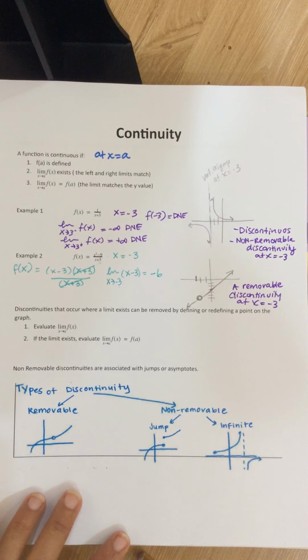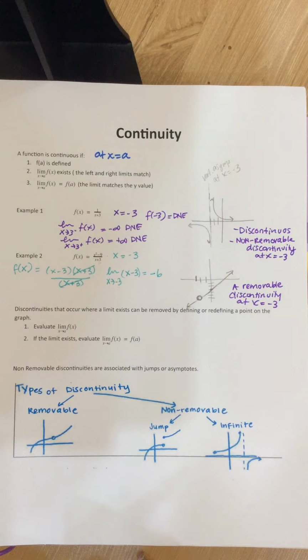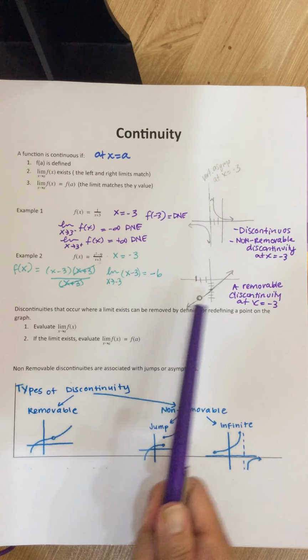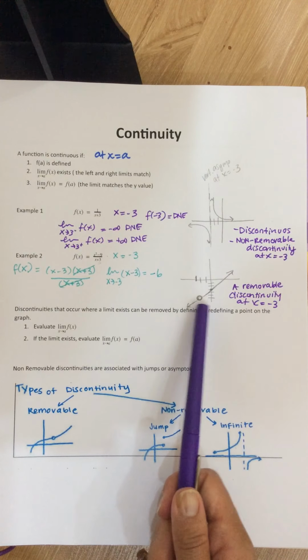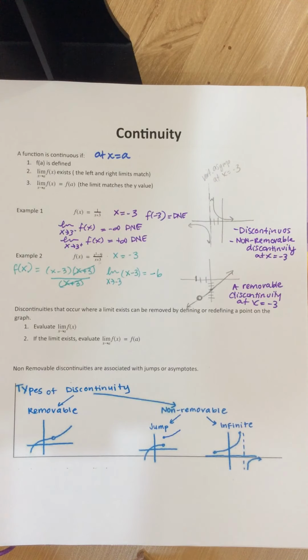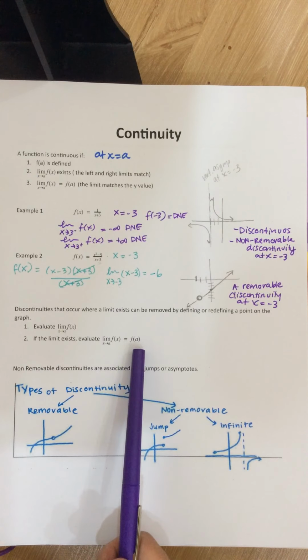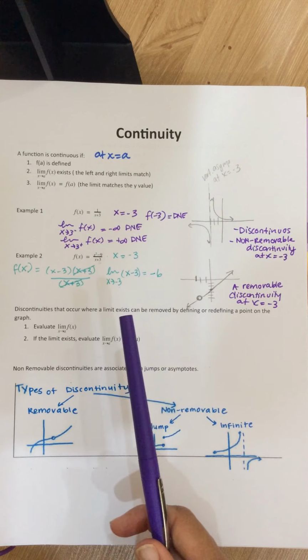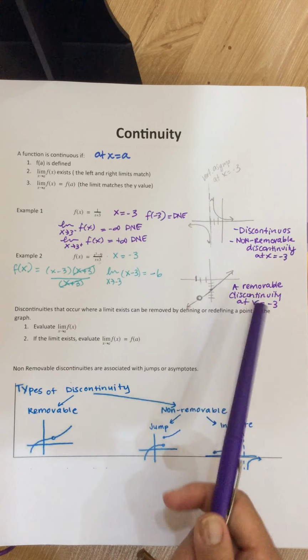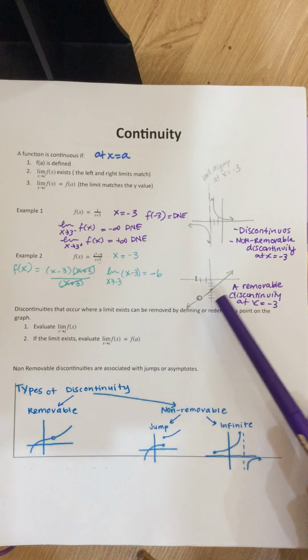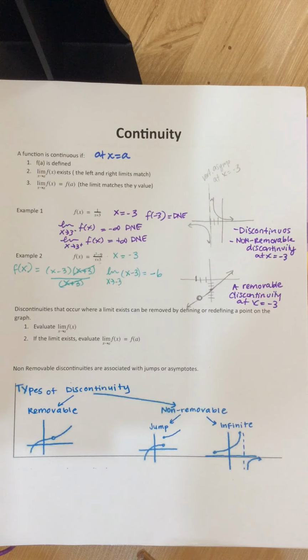So discontinuities that occur where a limit exists can be removed by defining or redefining a point on the graph, right? So you can evaluate the limit at that point, just like we did here. The value of that limit is negative 6. And then if the limit exists, check that it equals f of a. And it doesn't. So it's still discontinuous, but you just know that that one's removable, right?